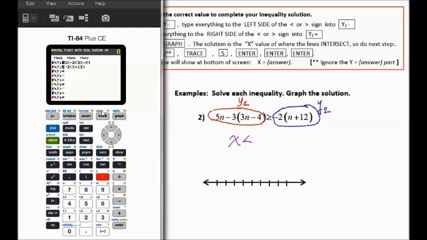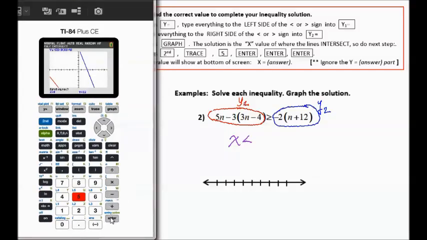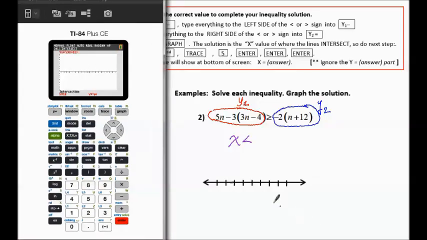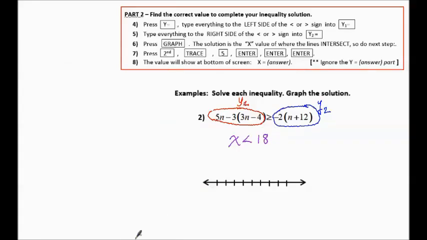To find that intersection, we're going to go to the blue menu calc. So we press second trace, and it's the fifth one down, the intersection. And you press enter, enter, enter. Remember, you may not see the intersection point. You still follow the same steps. And the solution shows there x is equal to 18, so the number that goes here is an 18.